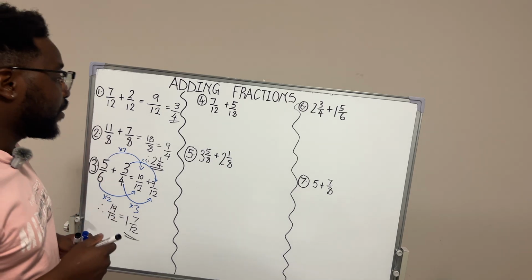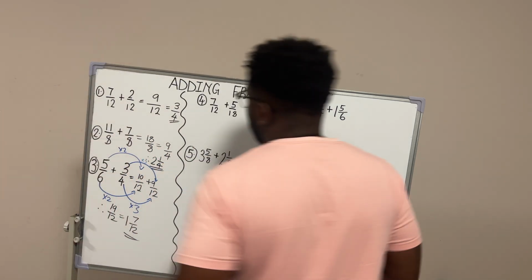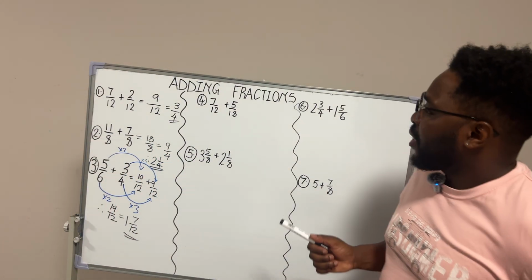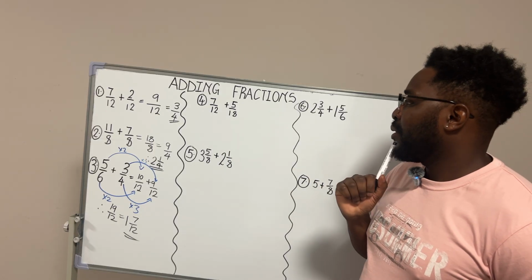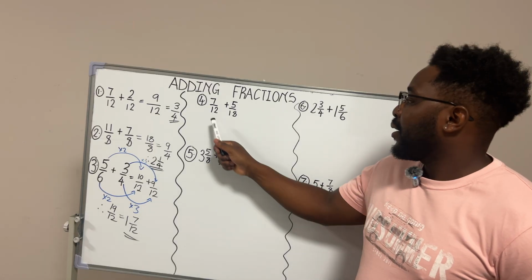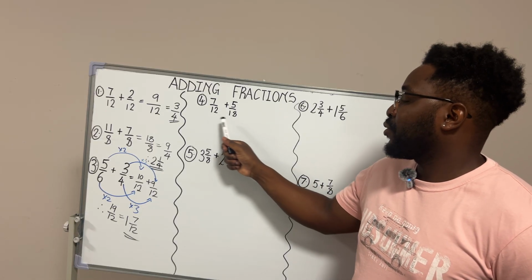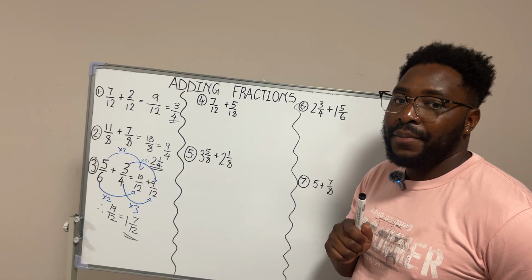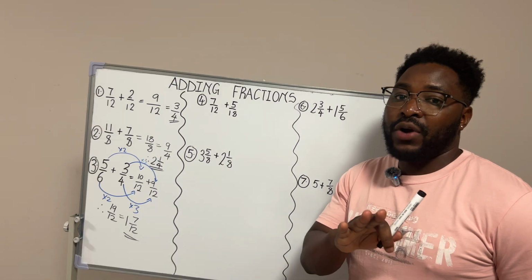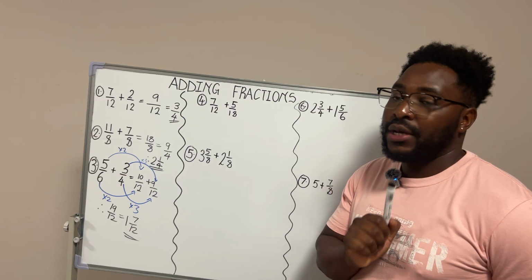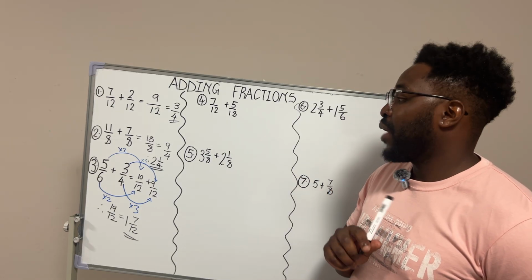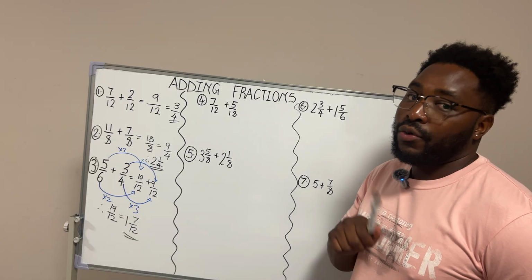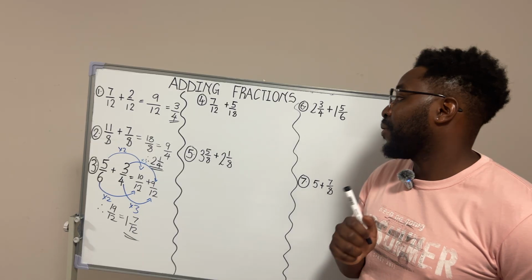Okay, so now let's go on and look at our fourth question over here. If we look at our fourth question, you can also tell that the denominators are not the same, right? And the requirement is we have to have the same denominator. So now, what do we have to do? We have to look for the lowest common denominator, or rather, the lowest common multiple.